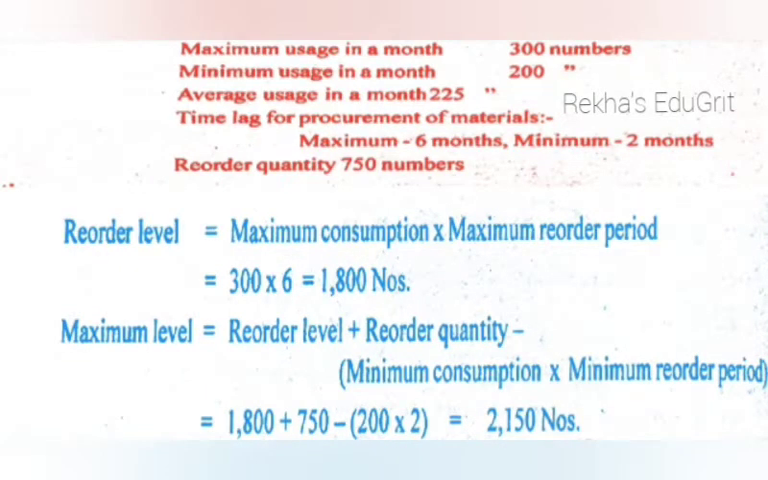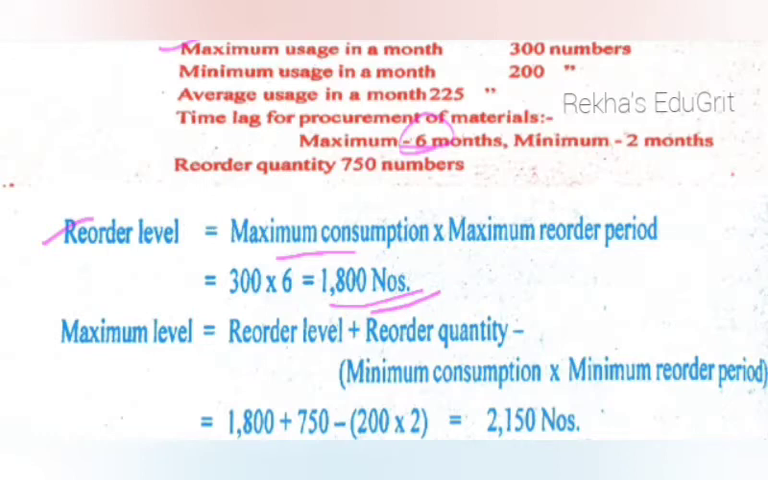The formula for reorder level is maximum consumption into maximum reorder period. So here the maximum consumption is given in the question, 300 numbers. Then maximum reorder period is 6 months, it's given in the question. So 300 into 6 we get 1800 numbers.